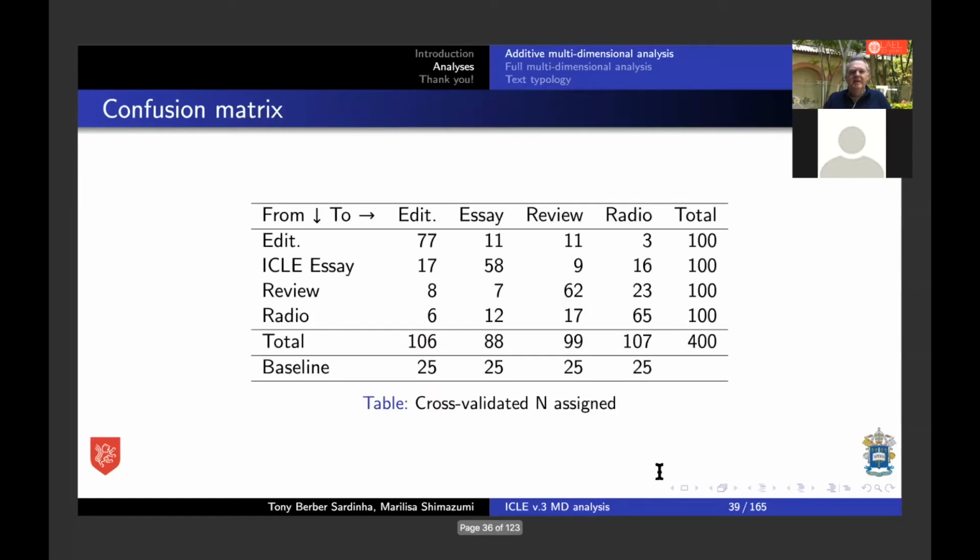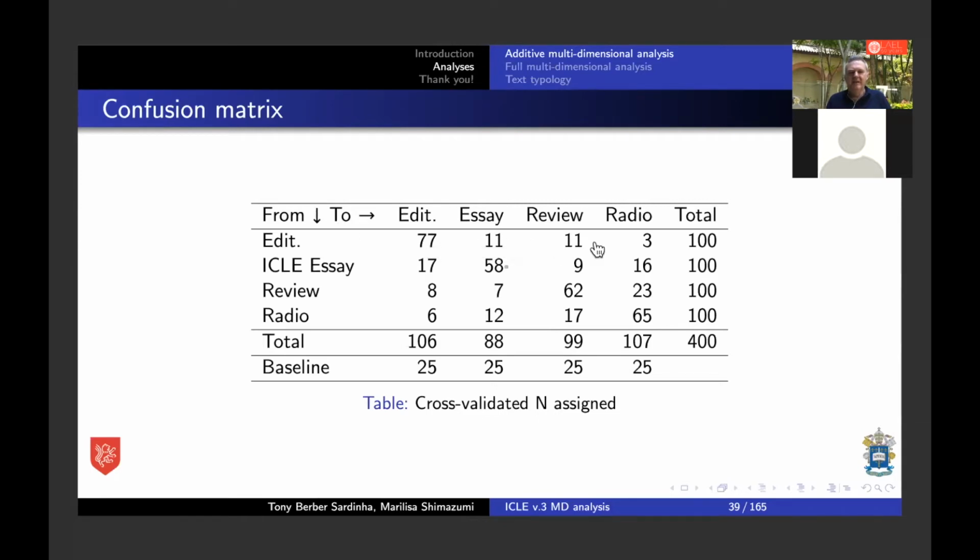All right, so here are the results. On this side is where the text came from, and here is where they were classified. So editorials were 77% classified as editorials, right? But 11 were classified as ICLE essays.